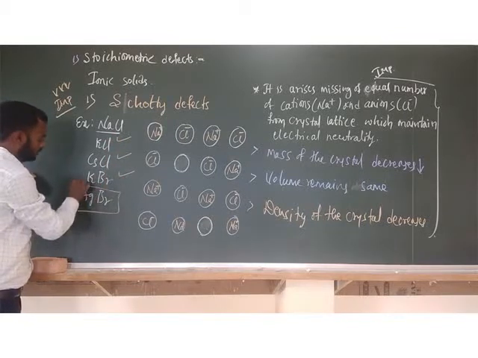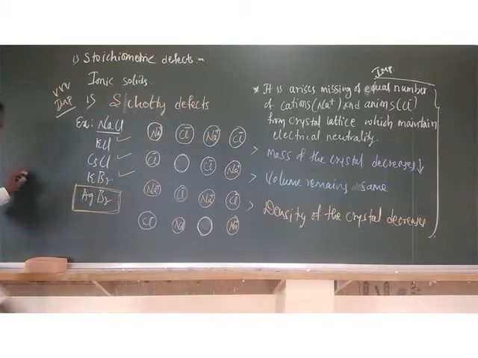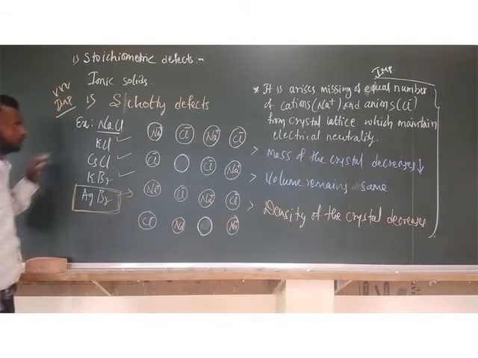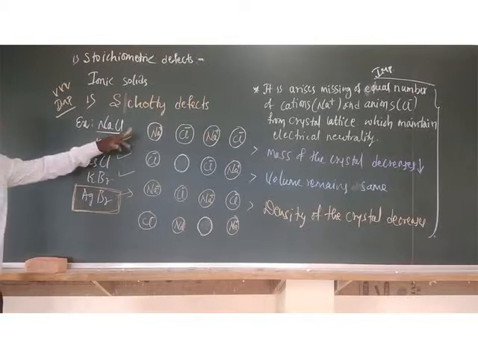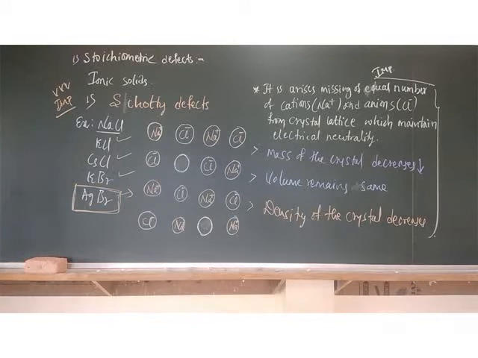potassium bromide. So this is the silver bromide. This is a best example for both Schottky defects as well as Frenkel defects. Clear?